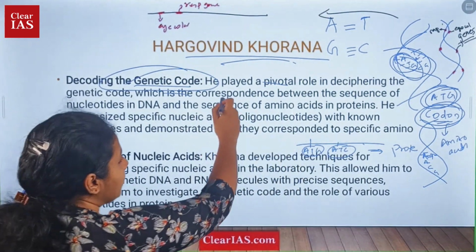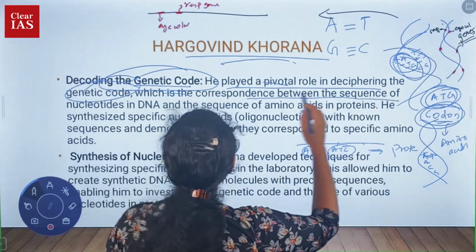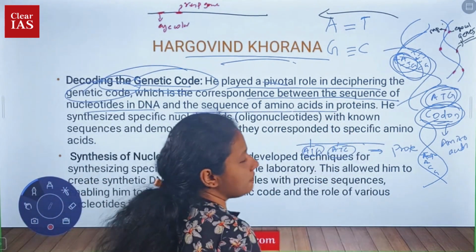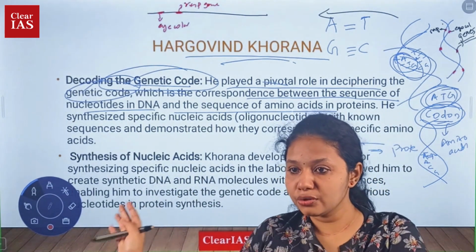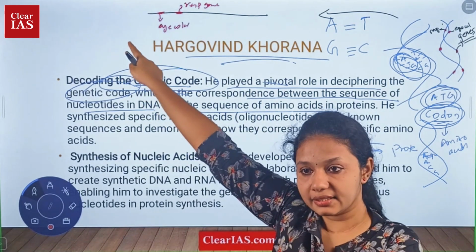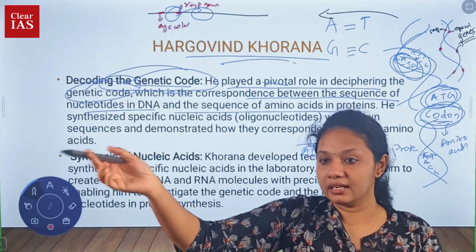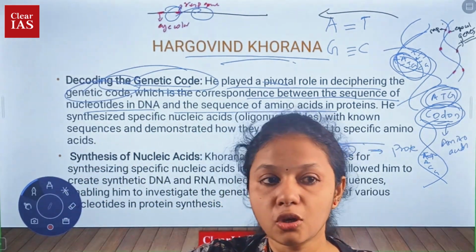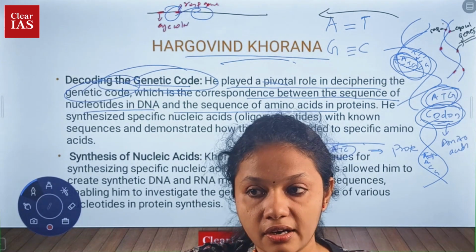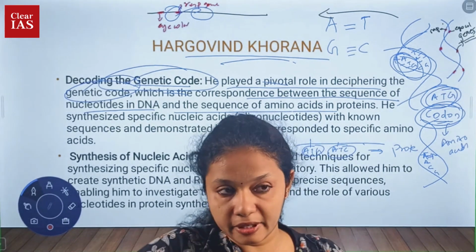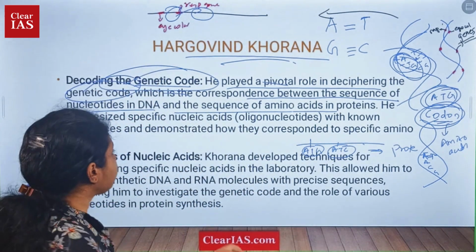He played a pivotal role in deciphering the genetic code, which corresponds between the sequence of nucleotides in DNA and the sequence of amino acids in protein. Now you know how the proteins are formed, and how the DNA looks. Now we also know how differences are considered from person to person. The non-coding part is majorly used for analysis, for forensic studies, paternity tests, DNA fingerprinting. So this was put forward by Har Gobind Khorana.